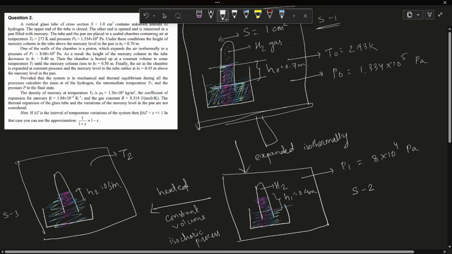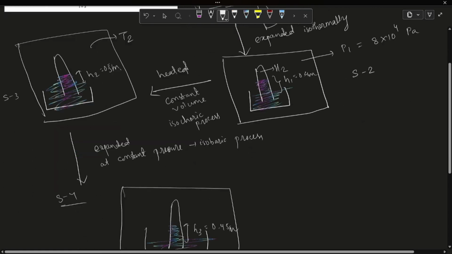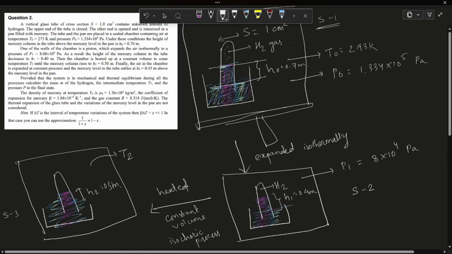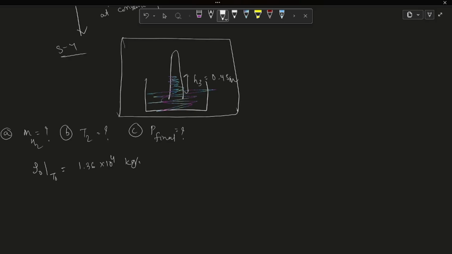So the density of mercury at temperature T naught. Okay, the density of mercury is also varying, right? The density of mercury at temperature T naught is rho naught, given as 1.36 into 10 to the power 4 kg per meter cube.